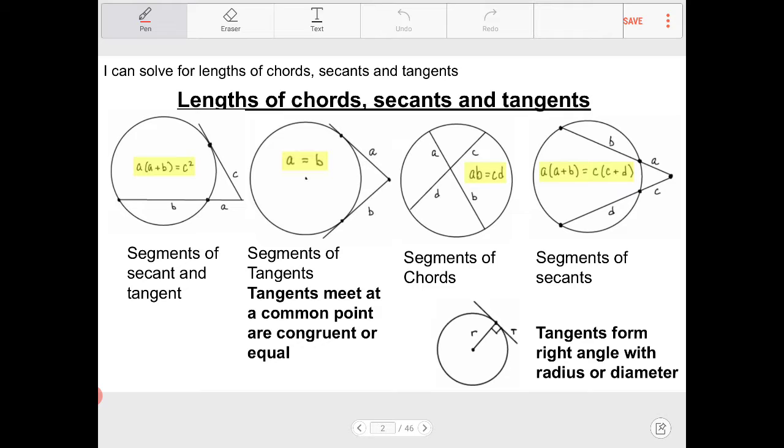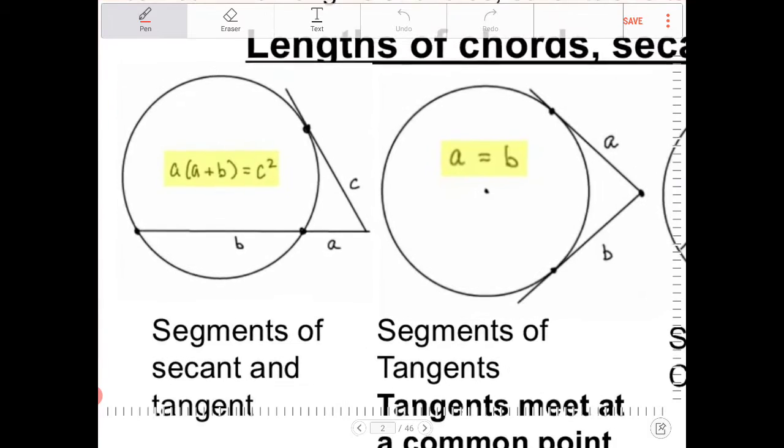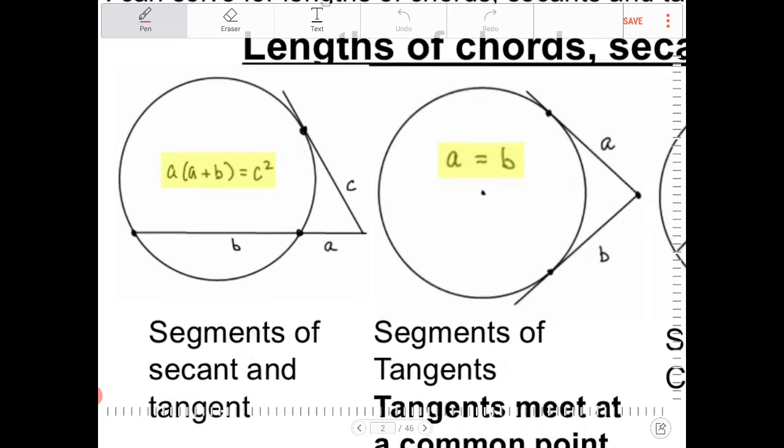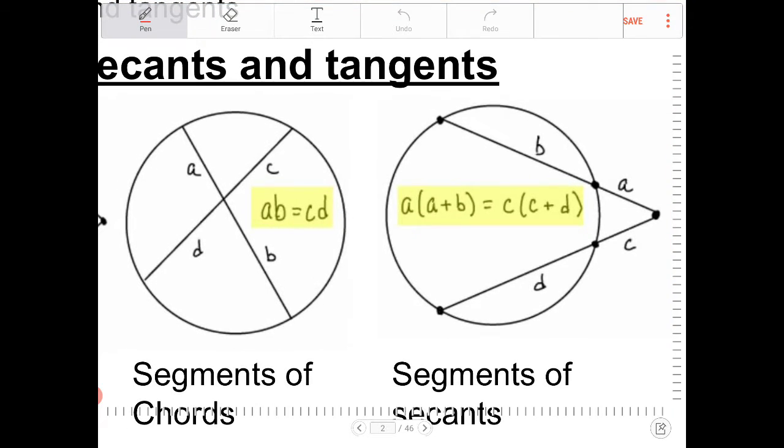If you notice in the previous lesson, I've introduced all of these concepts to you guys. However, we only really applied these two concepts here, which involve the relationship between secants and tangents, or tangent to tangent. What we are going to focus on in this lesson will be these two concepts here, which is the relationship between the lengths of chords and secants.